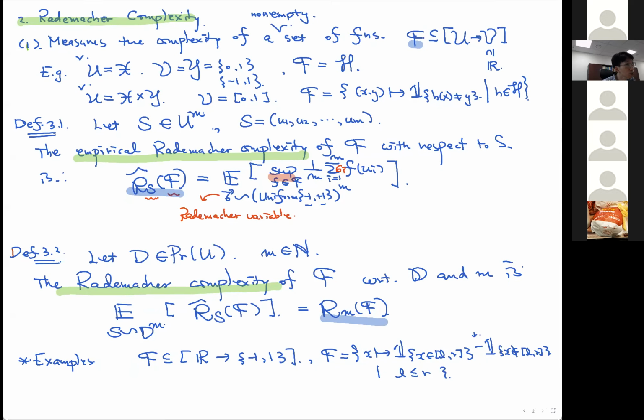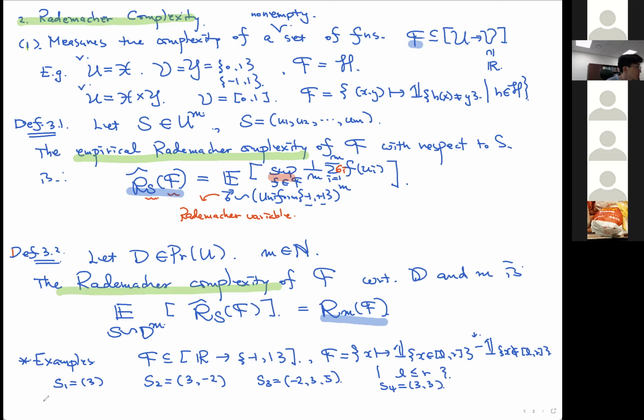And here is an exercise together with examples. I will give you maybe 3 minutes, and then I want you to compute the empirical Rademacher complexity for the following cases. Suppose S1 is a single sequence containing the element 3. S2 is equal to 3 and -2. S3 is -2, 3 and 5. And S4 is 3 and 3. Compute the empirical Rademacher complexity of F for S1 and so on. Okay, I will give you maybe 3 minutes to do this calculation.